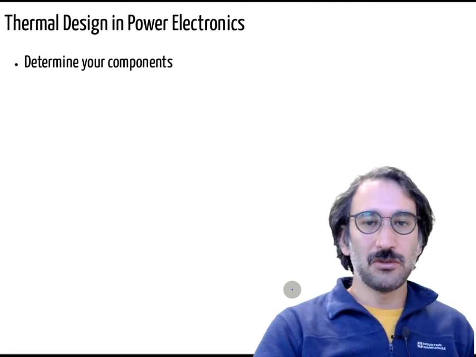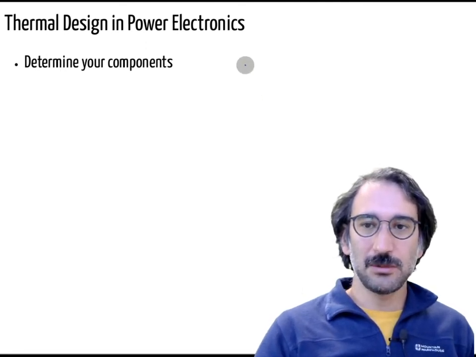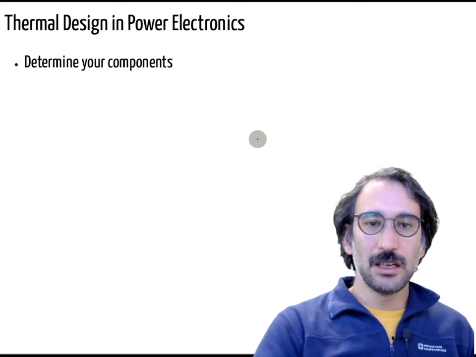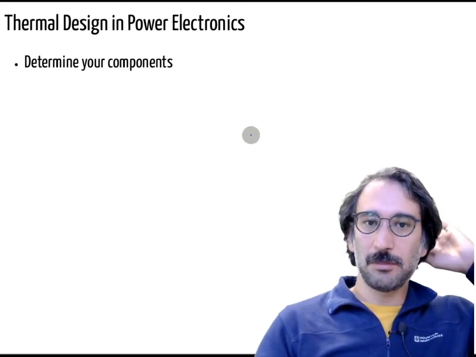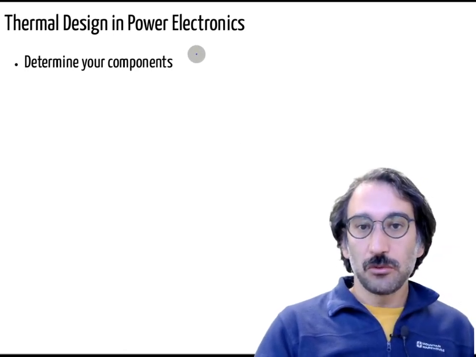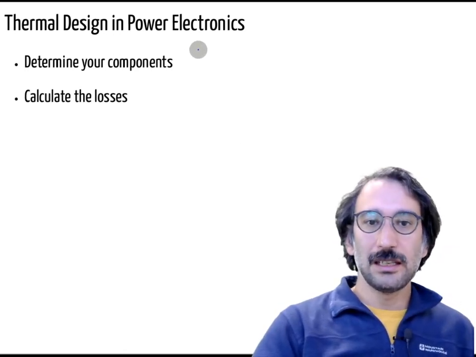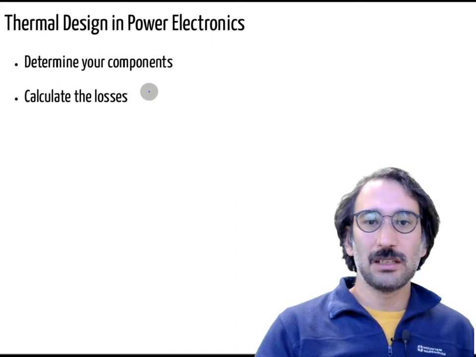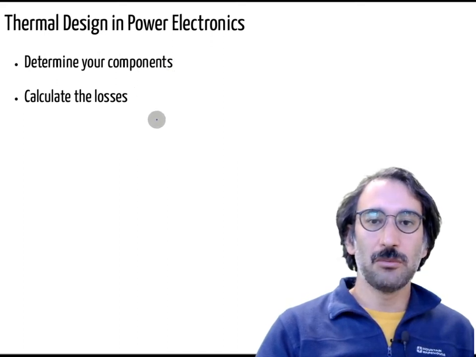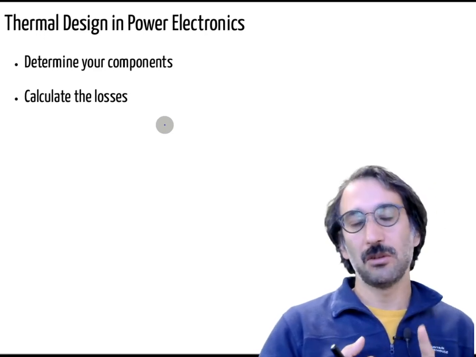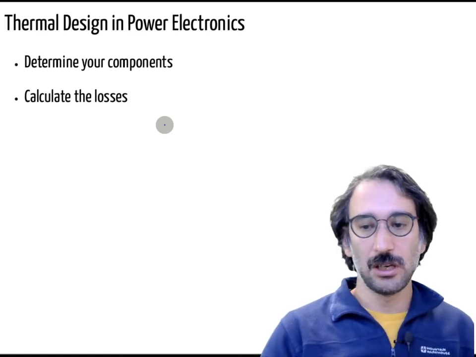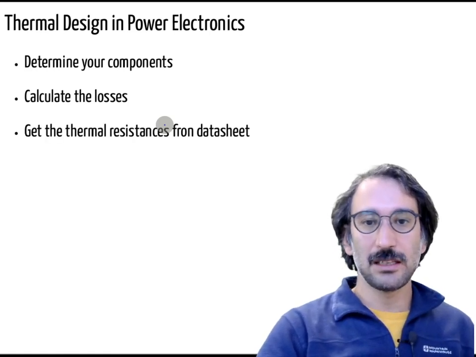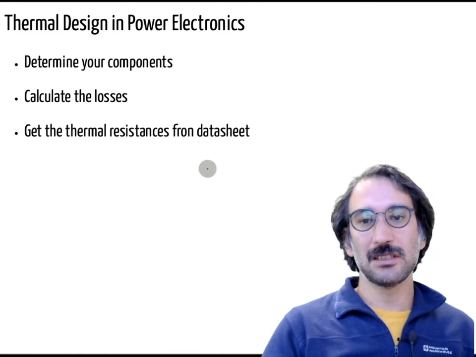Anyway, for thermal design, in the next week I will supply you some numerical calculations, but the usual roadmap is first you need to choose your components. Then depending on your operating conditions and your components' datasheet, you need to calculate the losses. If you have a MOSFET, how many watts you are dissipating, and you need to calculate the worst operating conditions. Then you need to find the thermal resistances from the datasheet.